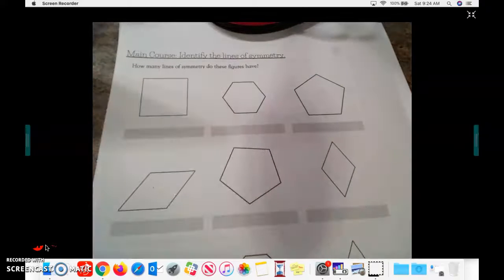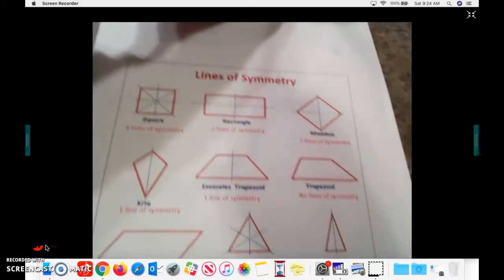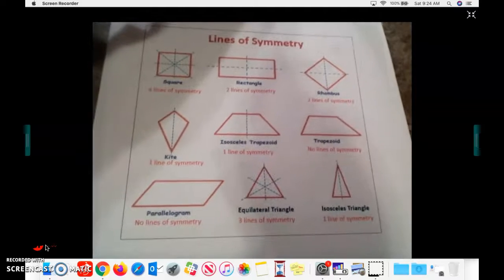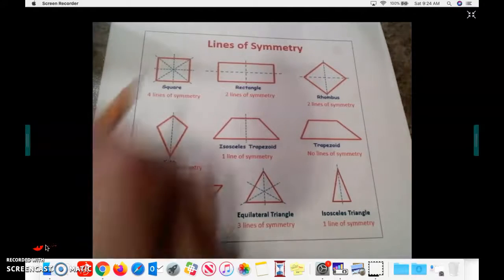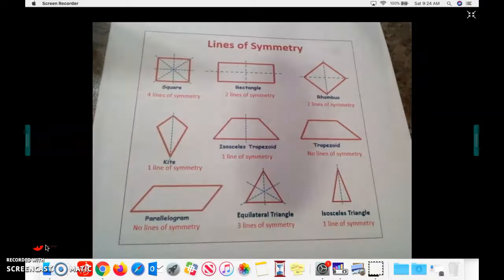Okay? I also printed out kind of a little cheat sheet to give you an idea of what it looks like when you start drawing some of these lines on your shapes. And you're probably going to see some of these shapes on your worksheet. So you might want to take some notes. Be careful that when we go corner to corner, obviously a square, all 4 sides are the same. So in this case, a square is going to have 4 lines of symmetry.